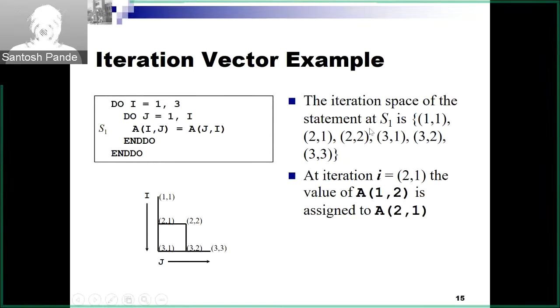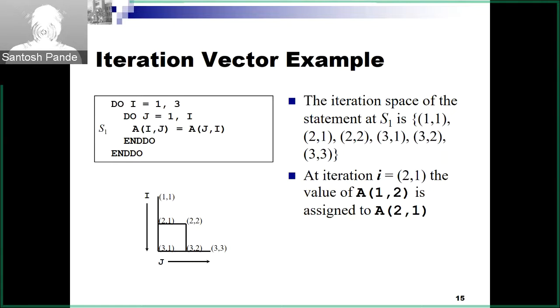So this is the iteration space, which is a collection of all these vectors. And you can see that this space is getting traversed in a particular way, not in some arbitrary way. It traverses it from (1, 1) to (2, 1) to (2, 2) to (3, 1) to (3, 2) to (3, 3). So it is not that arbitrarily we start at (2, 2) and then suddenly go back from there to (1, 1).